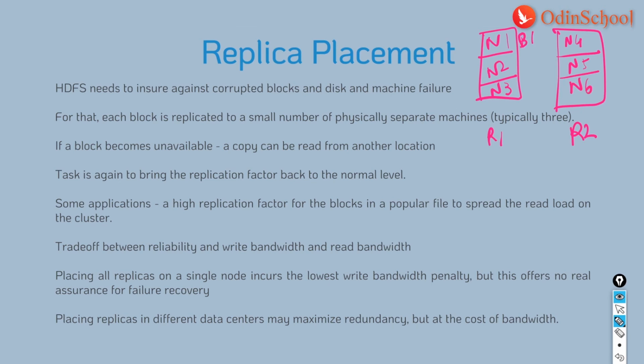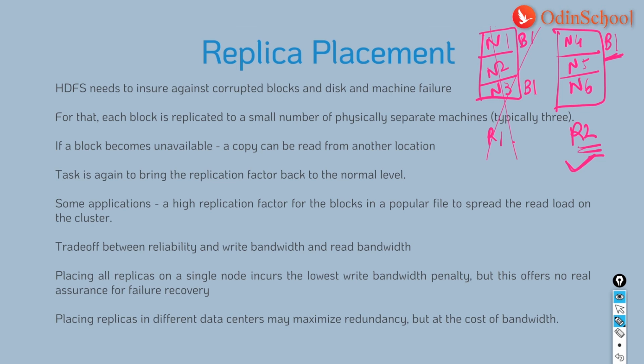This has block 1. Keep one copy in the same rack, but keep the third copy at a different rack. So in case rack 1 fails, rack 2 still has one copy, which can be helpful in case of data recovery. So generally this is how the replica is placed.